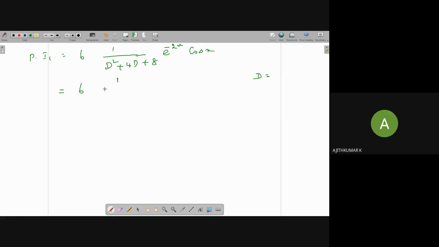D by d plus d minus 2. So here a is minus 2, so we should replace d by d minus 2. So d minus 2 whole square. Wherever you have d, replace d by d minus 2. And then you should write here e power minus 2x. E power minus 2x roll is over.